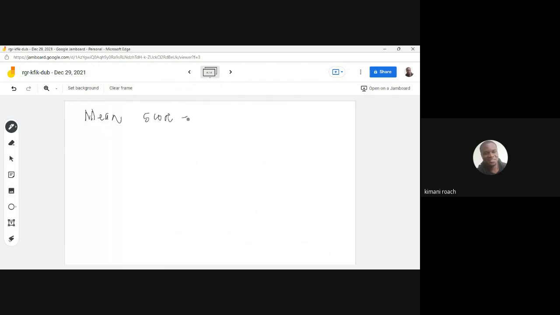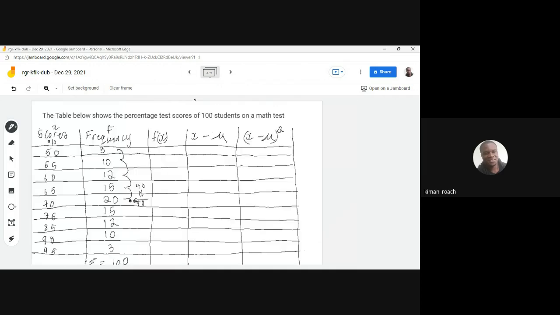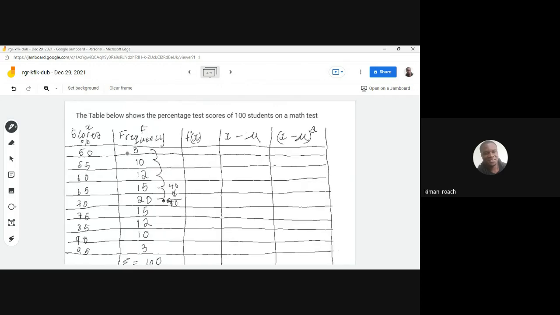Right, and we can just remind ourselves that to find the mean score is the sum of fx over the sum of f. Right? And so in order for us to find the sum of fx, we need to multiply our frequency by our midpoint. All right, so we're going to start by saying 3 times 50, which is going to give us 150.